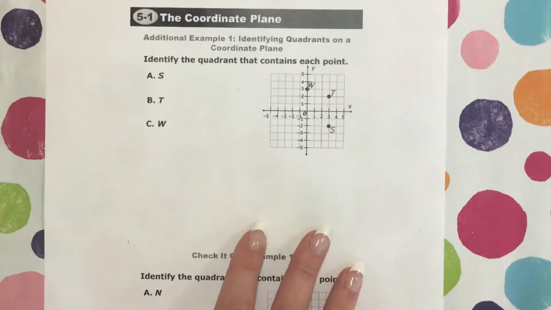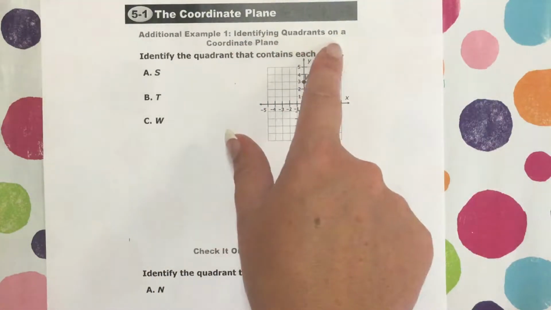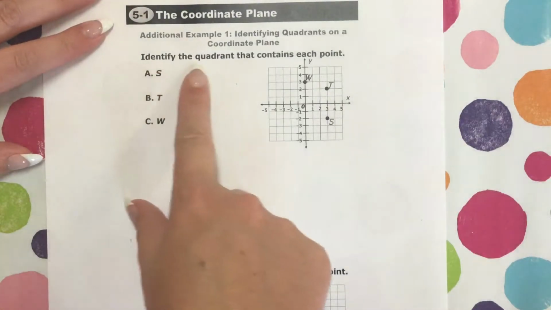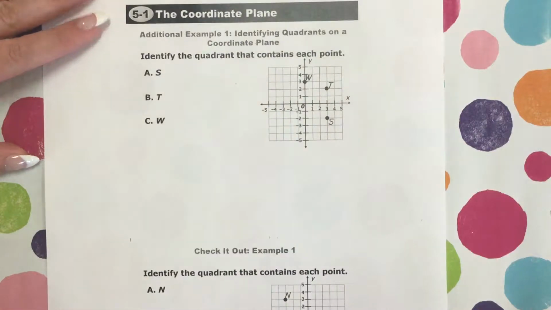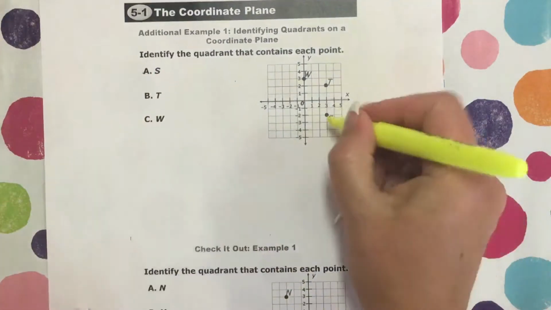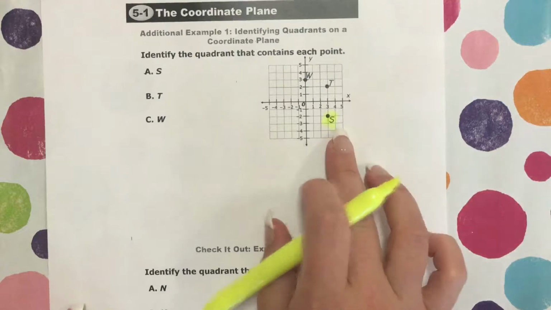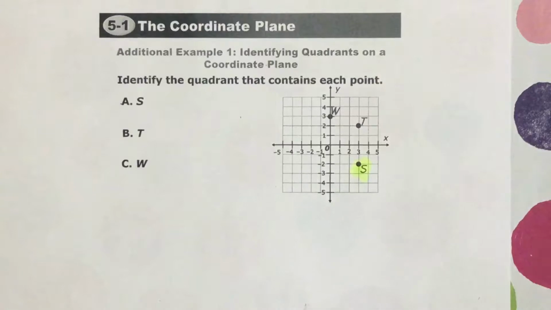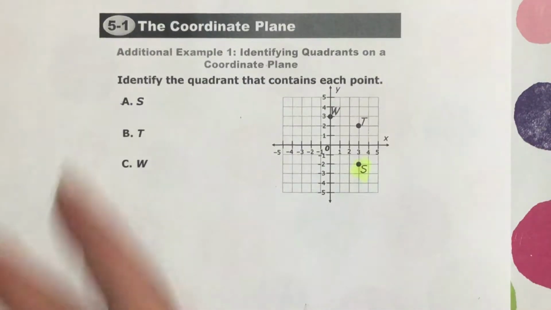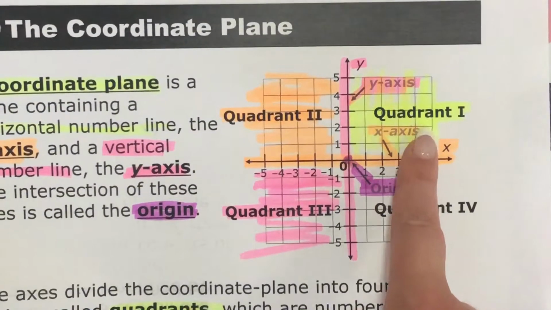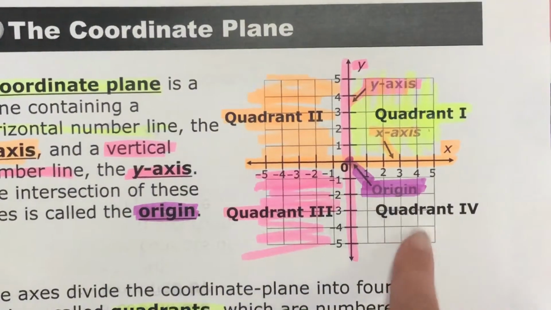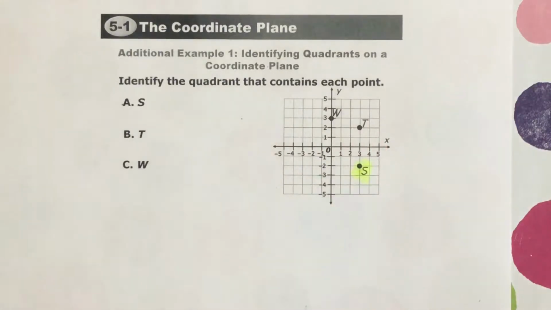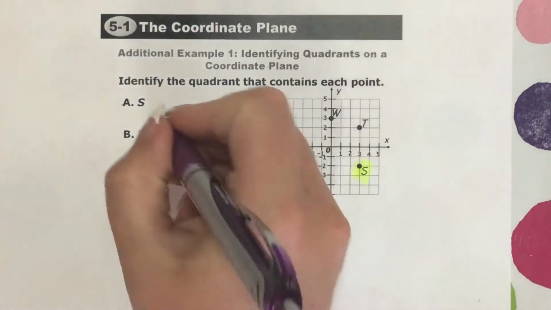We're going to start with example 1. It says identifying quadrants on the coordinate plane. We're going to identify the quadrant that contains each point. Let's look at S. S is right here, in this quadrant. Does anybody remember what quadrant that would be? If we go back and look, this is quadrant 1, 2, 3, 4, and S was over here, so it would be in quadrant 4. So S is in quadrant 4.